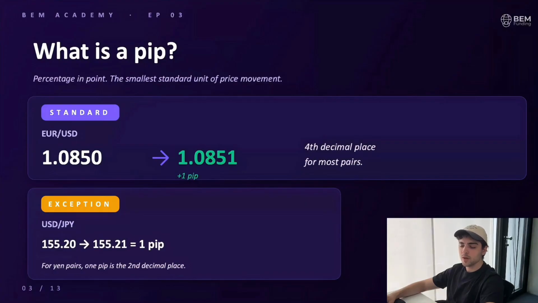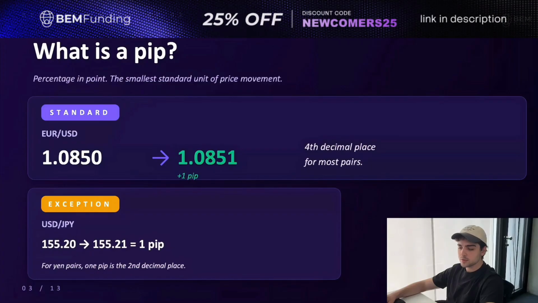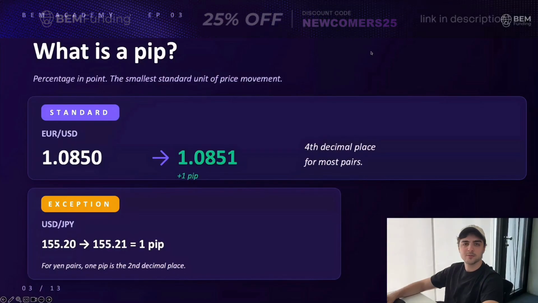USD/JPY moving from 155.20 to 155.21. That's 1 pip. You'll also hear the word pipettes. That's just 1/10 of a pip, the 5th decimal place. Most platforms show prices with 5 decimals for precision.